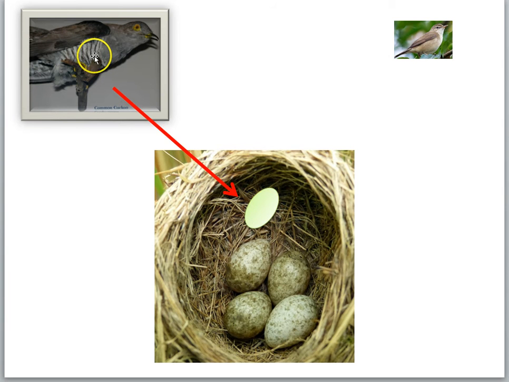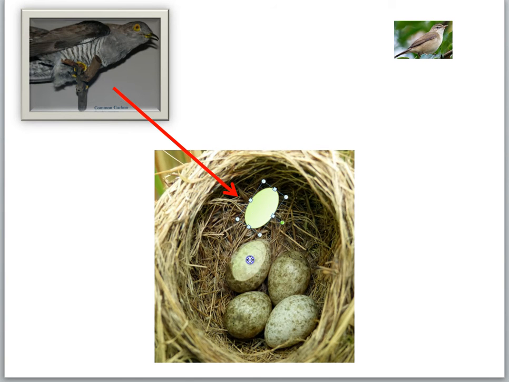Now, the female has been waiting for this opportunity. She has already mated with a male, and so she has fertilized eggs, and she has an egg ready to be deposited into the nest of a totally different species, the warblers. Now, she's not going to just lay the egg here. She's also going to steal one of these eggs. She's going to eat one of the eggs.